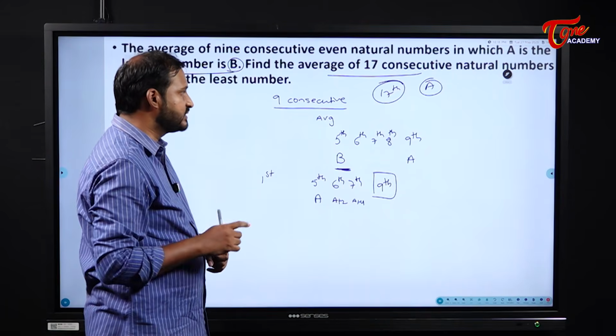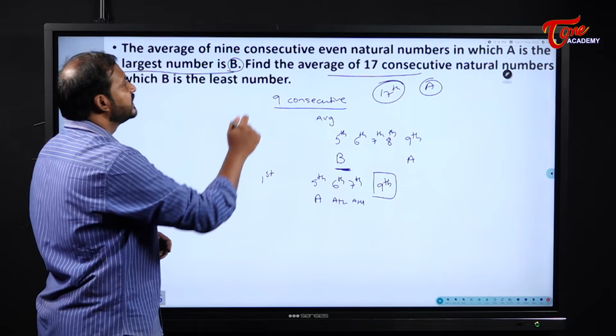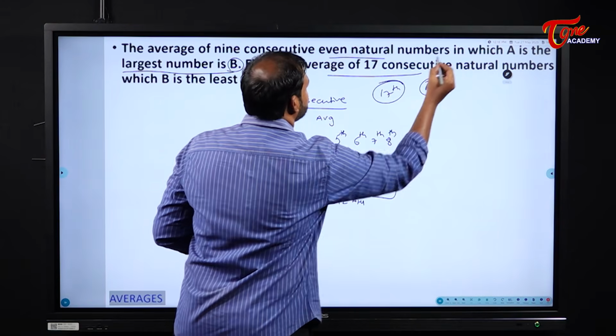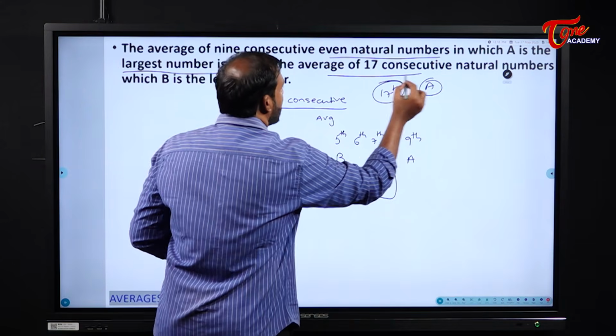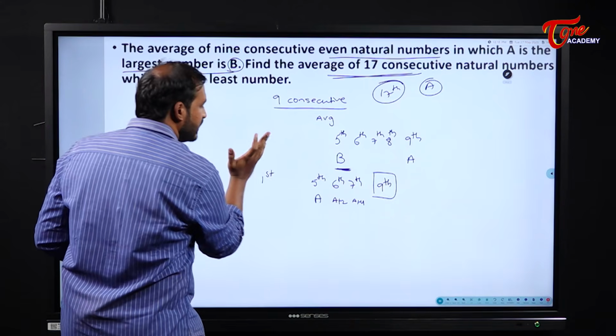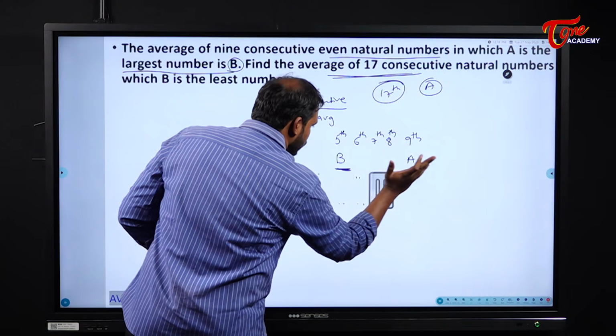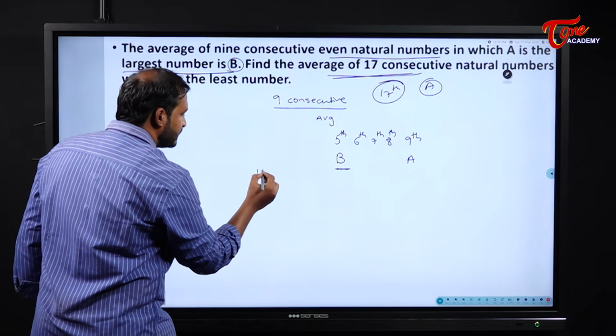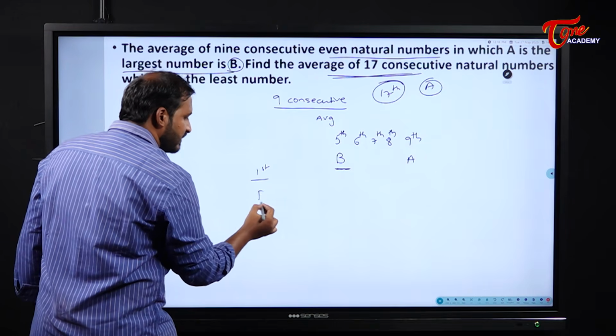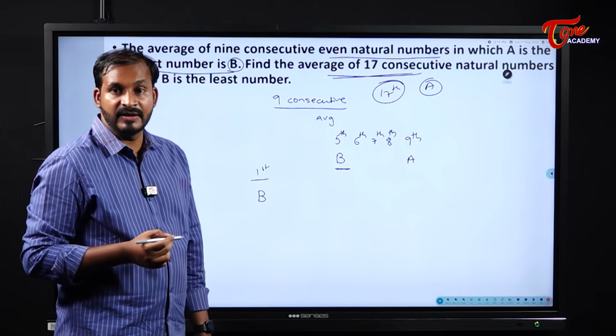Now please see here, students. One thing is very, very important for us. Earlier they gave us the even natural numbers. Now they shifted it to the natural numbers. So please be careful. Now my first term is what? According to the second case, B will be my first term.